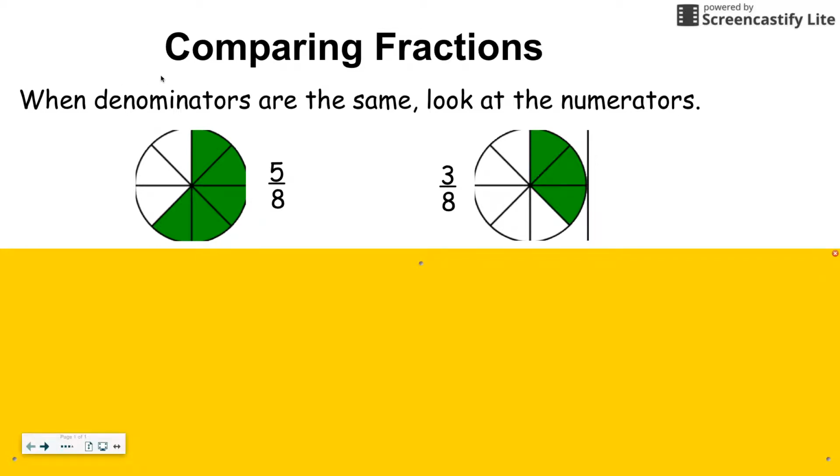To compare fractions, you need to look at the fraction as a whole. So in the grades prior to grade 6, the denominators have always been the same, such as 5/8 and 3/8. If the denominators are the same, then the student just needs to look at the numerator. 5 is greater than 3. Both wholes are separated into 8 parts, so 5/8 would be greater than 3/8.